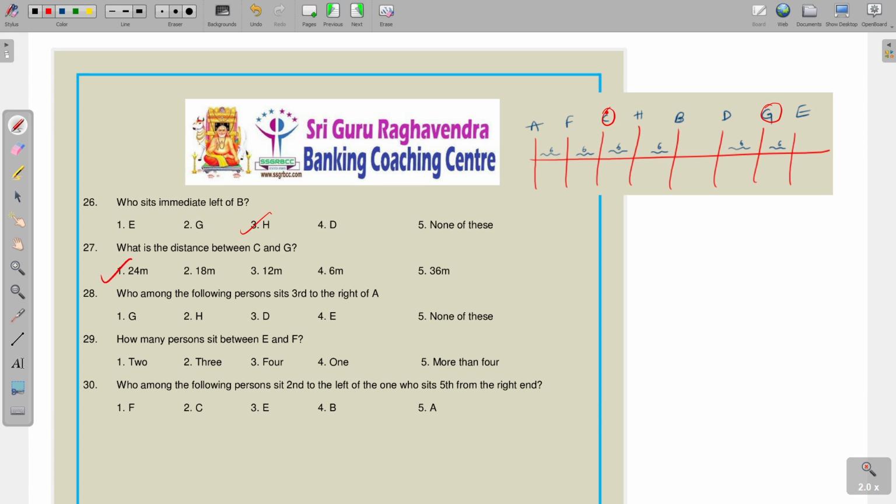Who among the following persons sits third to the right of A? So third to the right of A, that is H. How many persons sit between E and F? Between E and F, so 1, 2, 3, 4, 5 persons are there, more than 4. Who among the following persons sits second to the left of the one who sits second from the right end? So that is 5 plus 2, that is 7th from right. So among 8 persons, 7th from right is also second from left. Okay, 7th from right and second from left, both are equal, that is F is the answer.